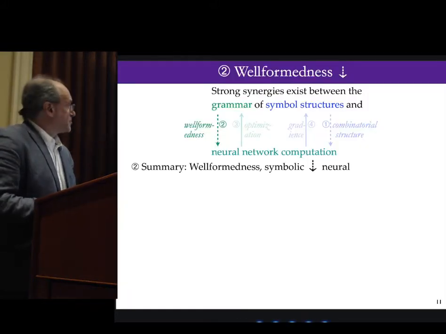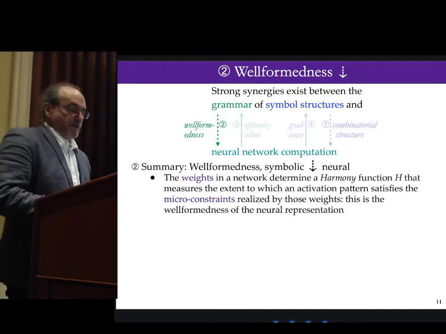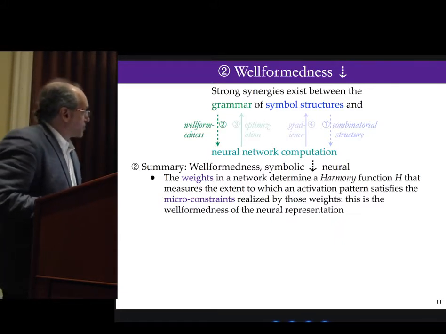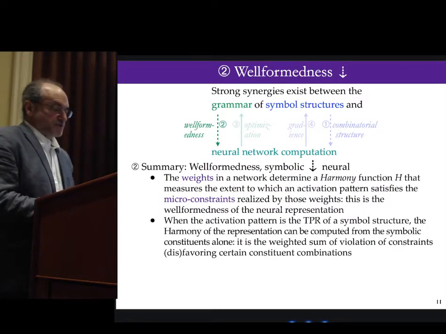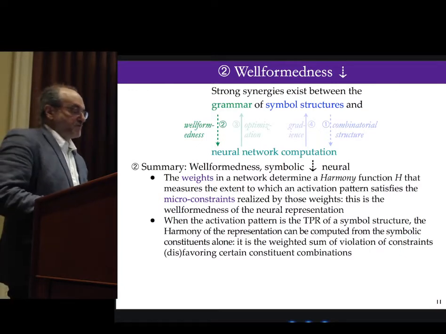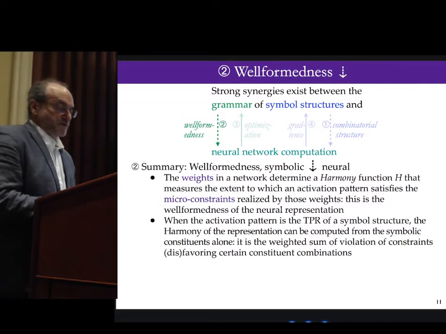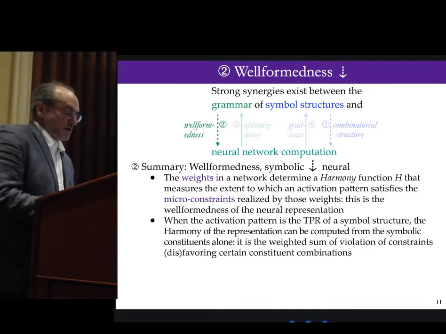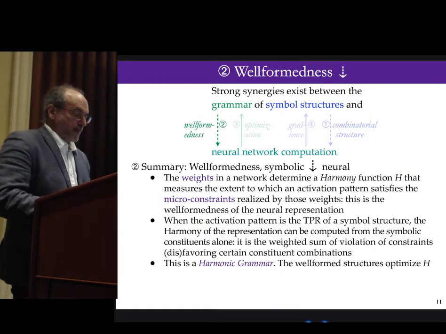So to summarize part 2 of the talk, the weights in a neural network define a harmony function that measures the extent to which an activation pattern satisfies the micro-constraints realized by those weights. This is the well-formedness of the neural representation. When the activation pattern is the TPR of a symbol structure, the harmony of the representation can be computed from the symbolic constituents alone. It's the weighted sum of violations of constraints that favor or disfavor certain constituent combinations, this being a harmonic grammar, where the well-formed structures optimize harmony.